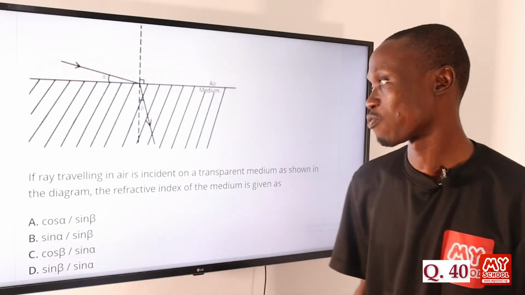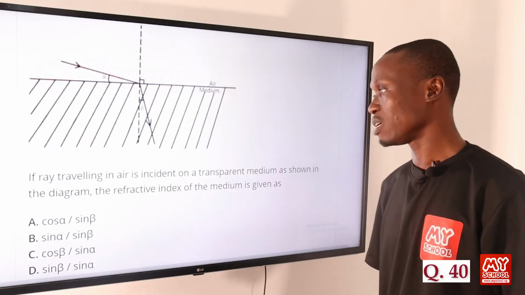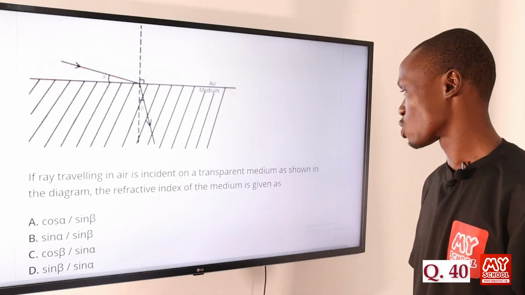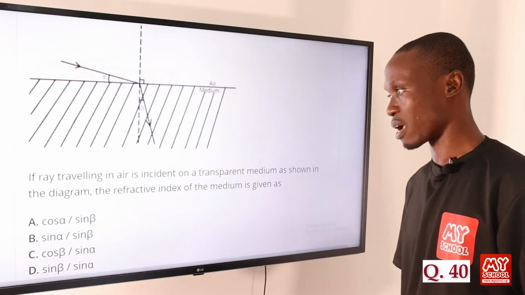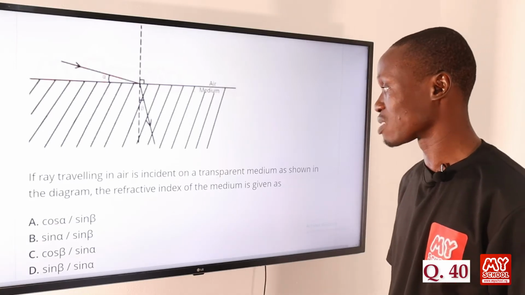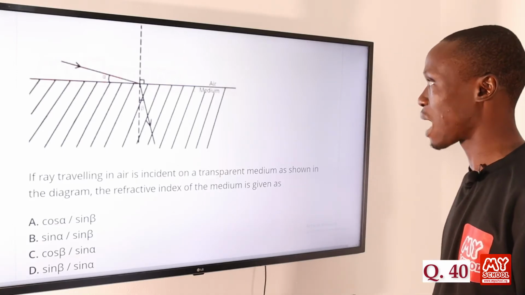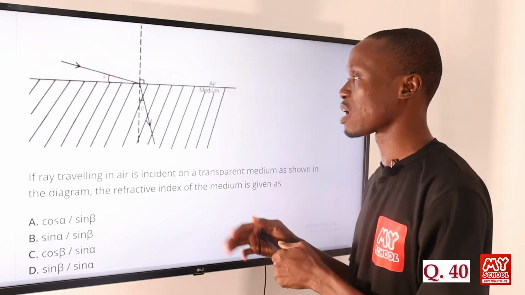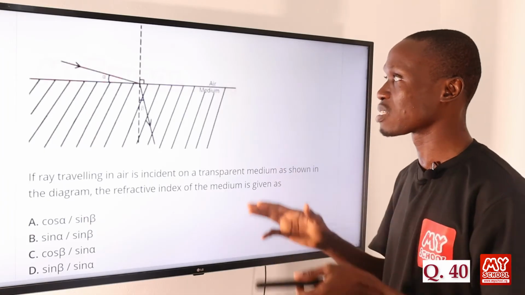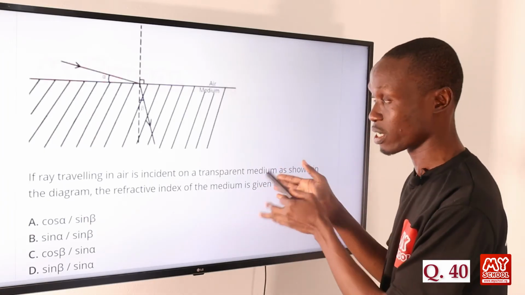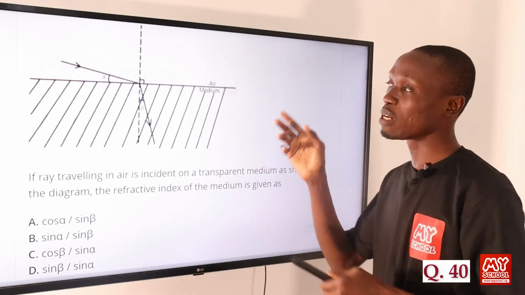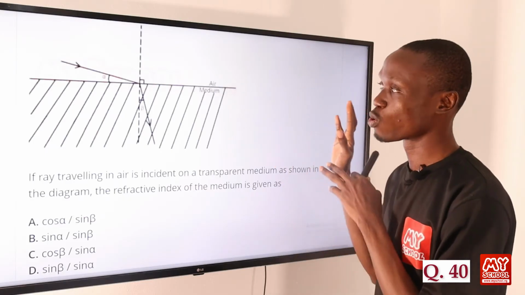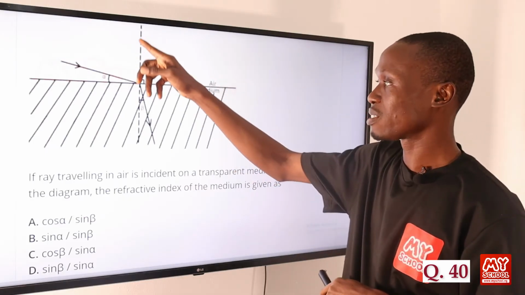Moving on to question 40. If a ray traveling in air is incident on a transparent medium as shown in the diagram, the refractive index of the medium is given as. So let's look at the diagram that is given to us. So take note that this angle of incidence and angle of refraction, as the case may be for this question, is actually measured with respect to the normal, and this is the normal.